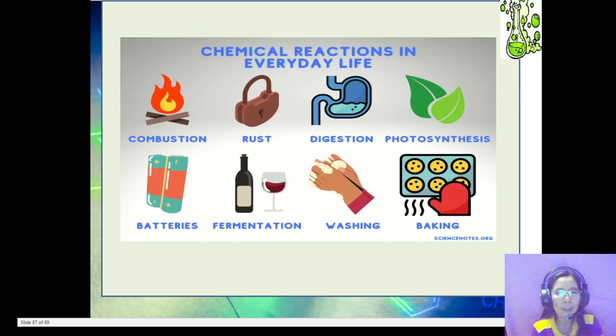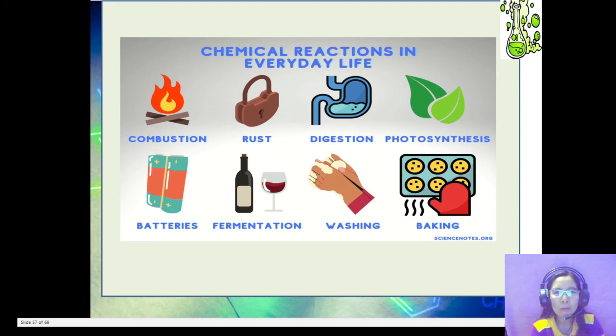It's all about the digestion process. Digestion is an example of a chemical reaction. This is very important to everybody for us to have good health, a strong and healthy mind. Proper digestion must take place in our body, and this is a chemical reaction.